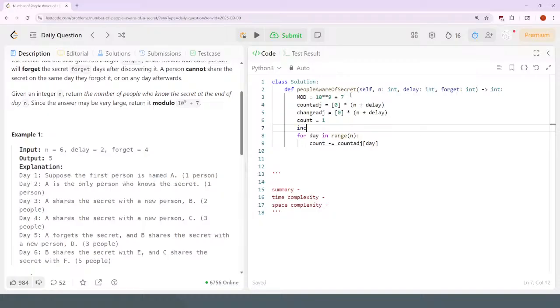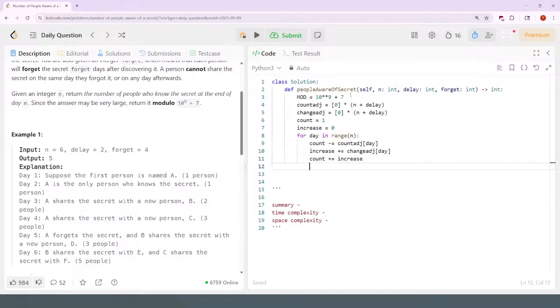Okay, I'll call it the increase. It's going to increase by 0 normally. But I'll say increase changes by whatever the change adjustment is for that day. And then the count is going to change by whatever the increase is. Okay, so then this is the new count.